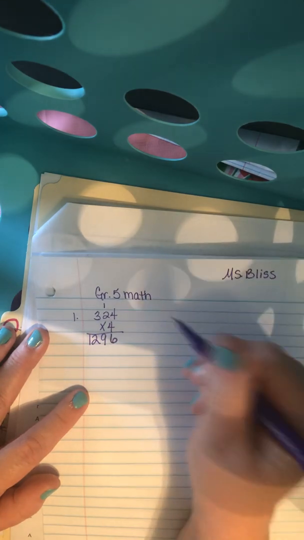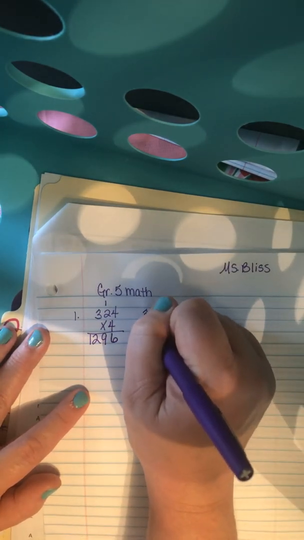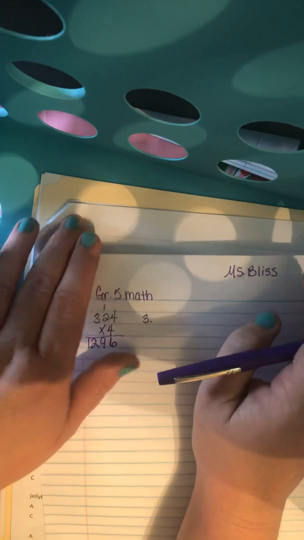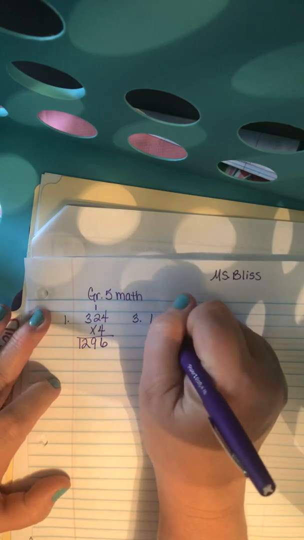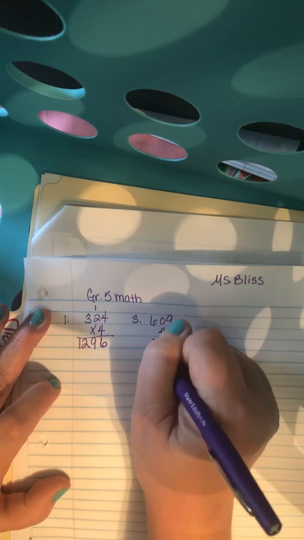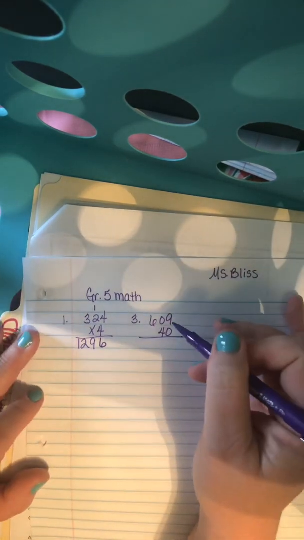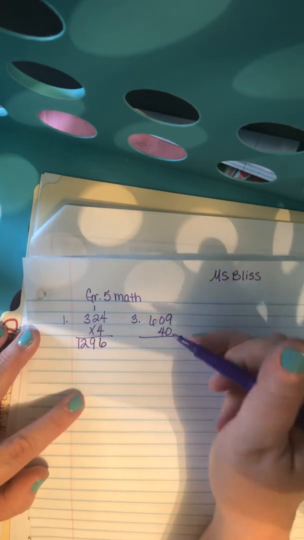Okay. Now I'm doing number 3 next. You'll do, of course, the even numbered ones. So I'm going to do 609 times 40. I'm going to show you my magic 0 trick. Whenever I have zeros on the end of a number, I can do a magic 0.